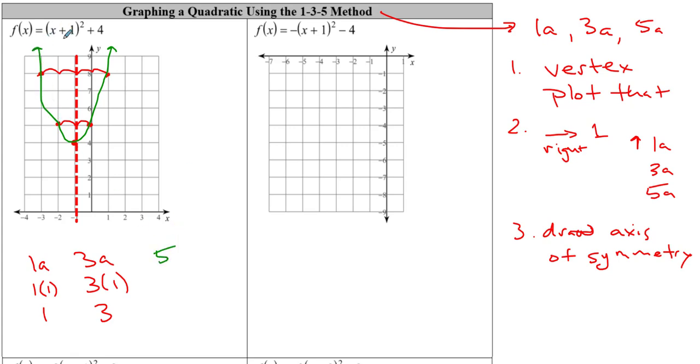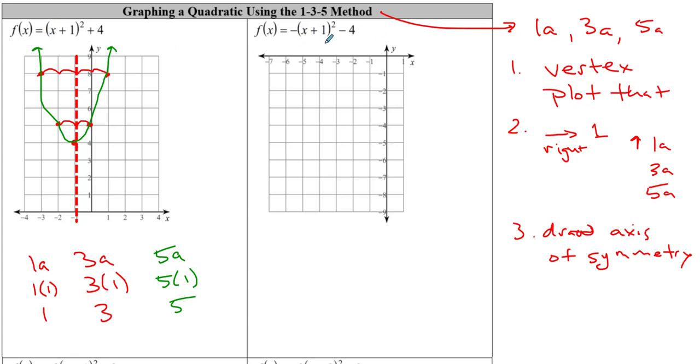Sorry, we should have done 5A, but we would have gone off the graph. But 5A would have been 5 times 1, and that would have given us 5. Hence the 1, 3, 5. But the reason I say 1A, 3A, 5A is because we don't always have a 1 here.